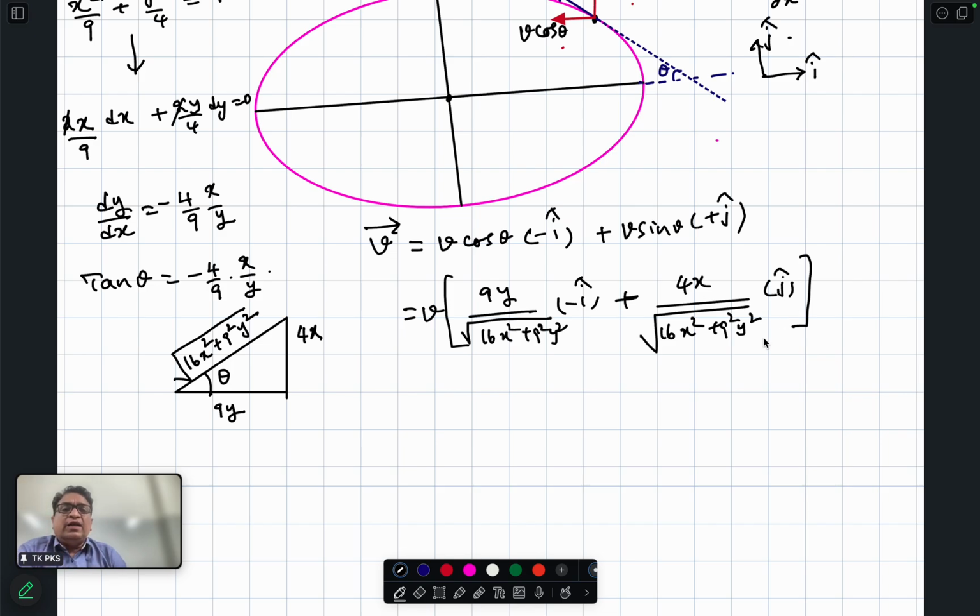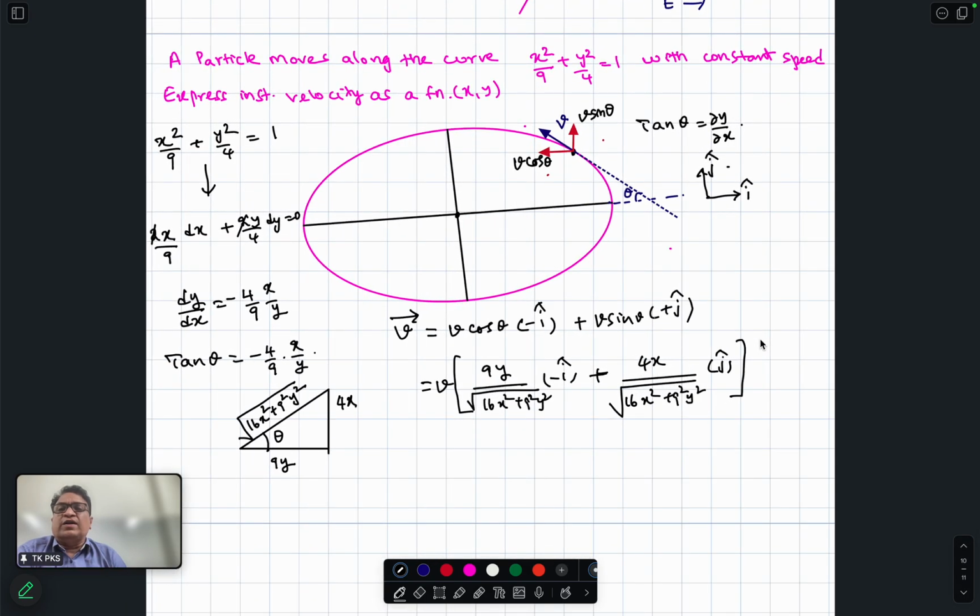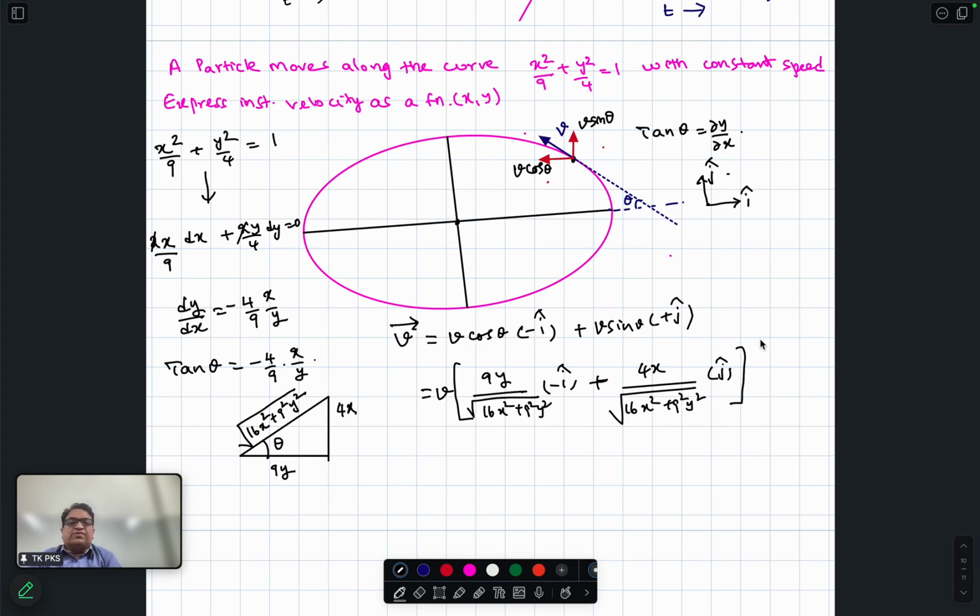Then what do you want finally? Don't forget what is your question. Express velocity as a function of x and y. Right hand side, what is that you have? X and y only, no? I have given the expression for velocity in this terminology. Students, do you have any doubt on this? Please ask me. No issues. Any doubt? Boys? Next. Next question.